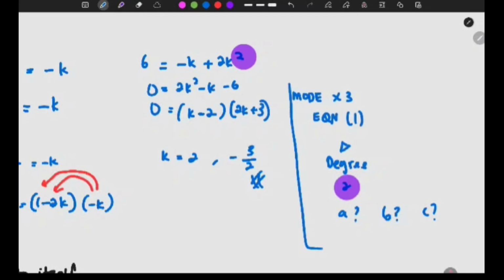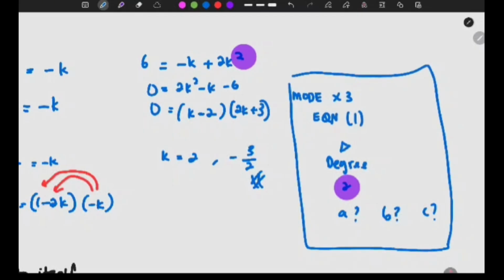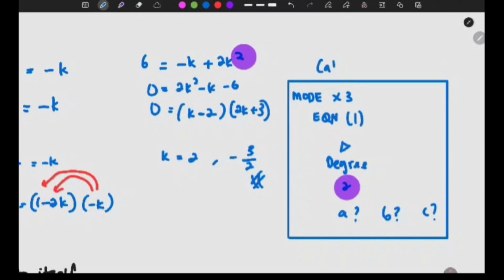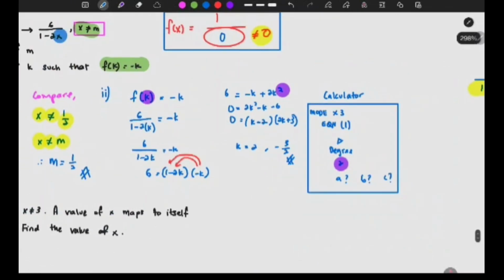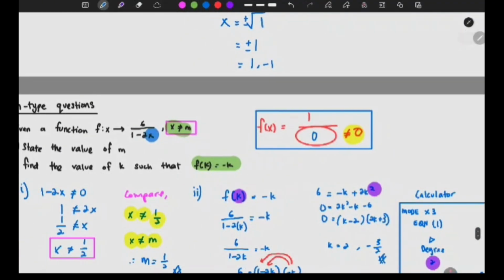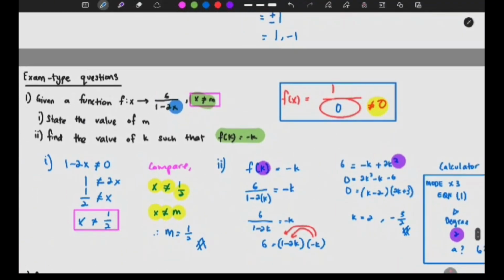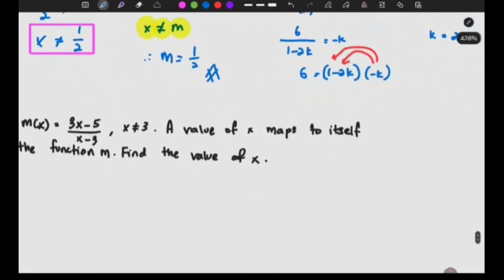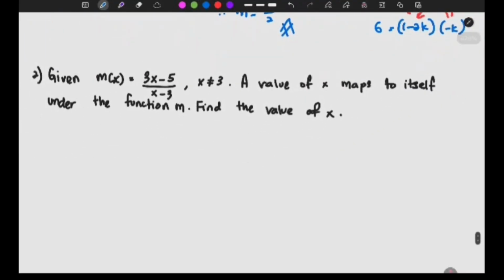Given m(x). This time they say m(x), so as I say, your function is not always f(x). It can be h(x), m(x), g(x), c(x), d(x), it can be a lot. It doesn't always have to be fixed with f(x), okay? It varies depending on the question, how they want to give. So now m(x), let's go. They give us m(x).